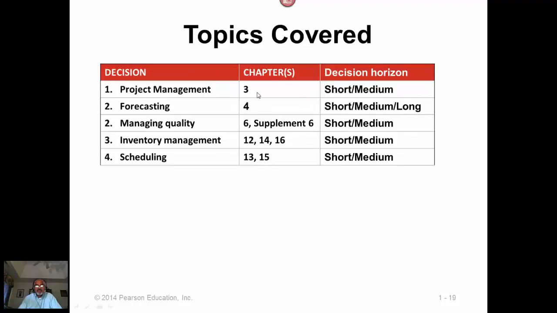So these are the topics that we'll be covering. So we'll start with project management in chapter 3. Then we will cover forecasting, which is the basis for all other decisions. Okay, that's chapter 4. Then managing quality is chapter 6 and supplement 6. And the first exam will cover these 3 topics and these chapters. And then in the second part of the semester, we'll cover inventory management, which is 12, 14, and 16, and scheduling, which is 13 and 15. So 12 to 16 will be in the second exam.